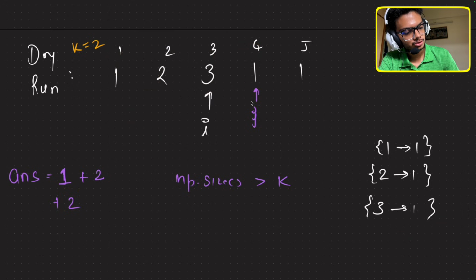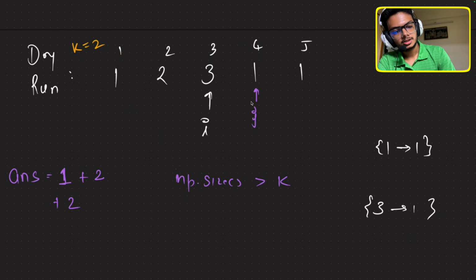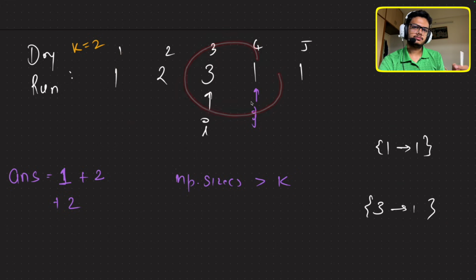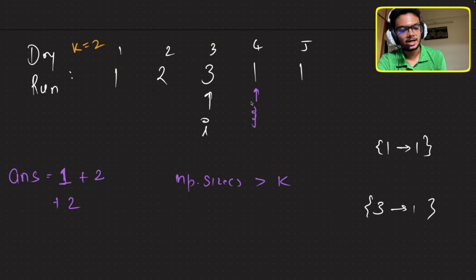So we shrink the window, so 2 is gone, and now we have a window which has at most k unique elements. So add the contribution. The contribution is j minus i plus 1, or the number of unique elements you have, plus 2. Okay, now we move j ahead.